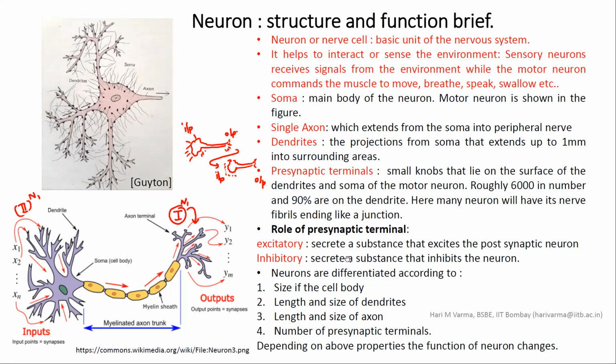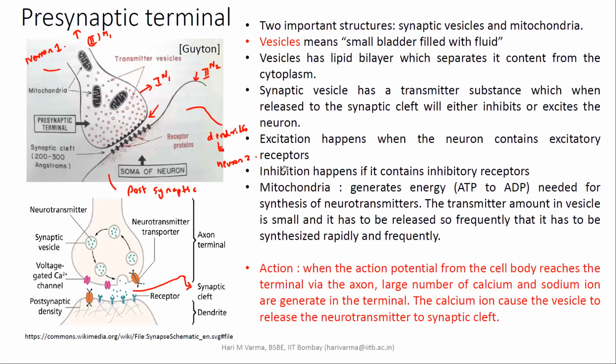So the idea is that these two neurons are connected to each other, not physically, but they are kept close to each other. The axon terminals coming from the first neuron are kept very close to the dendrites of the next neuron, so that there is a small gap. And from there, communication happens between these two neurons in a special way. That's what we are going to look at.